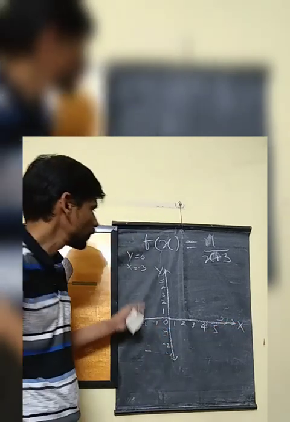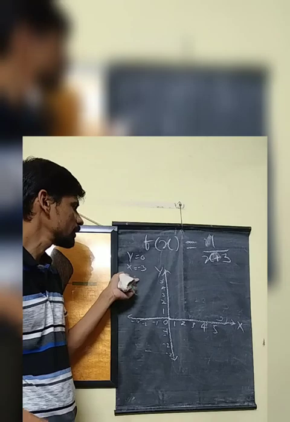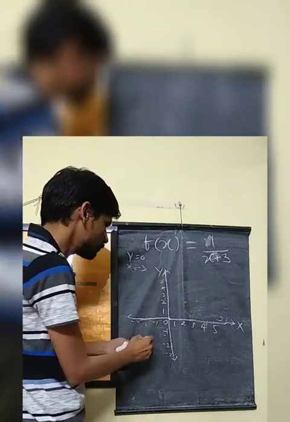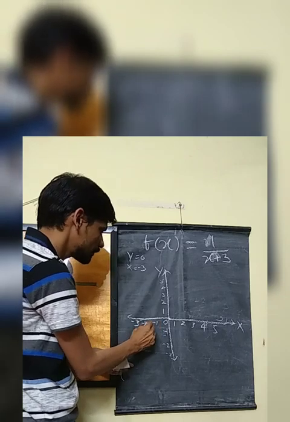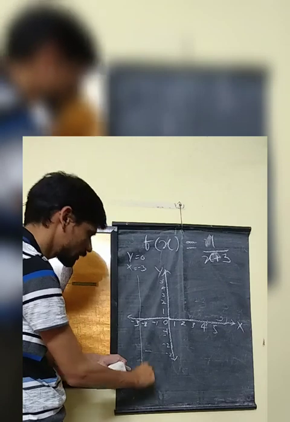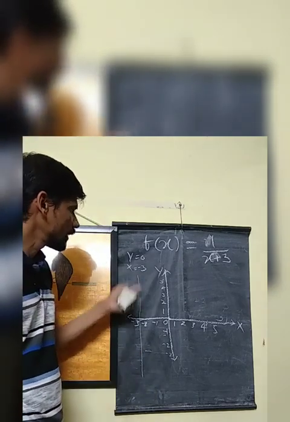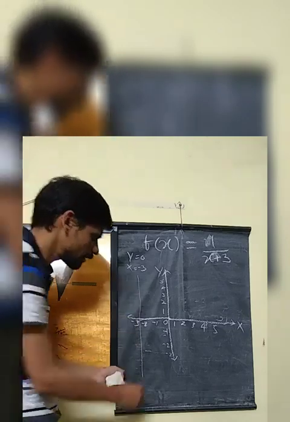Right? So now we know what x is. Our vertical limit is minus 3, right? Here it is: minus 1, minus 2, minus 3. So our vertical line will fall at minus 3 and 0, right? It is minus 3. This is our vertical line.